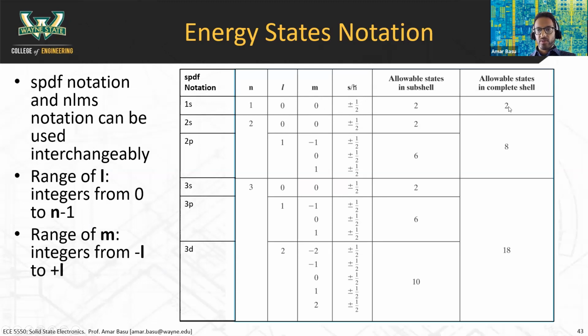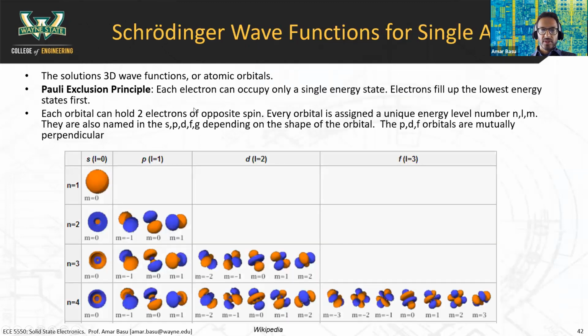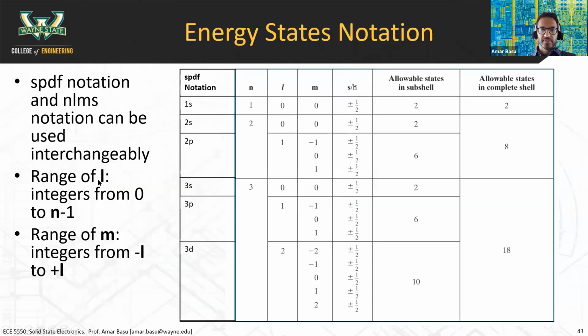This here is one orbital. So each row in this table corresponds to one orbital, or sometimes it's also called a subshell. There's 2 electrons per subshell. Okay. So the 1s subshell, which is shown here, has n equals 1, l equals 0, m equals 0. That's in the NLMS notation. So these are the notations for that. But in the SPDF notation, this is just called the 1s subshell. There's 2 allowable electrons in here.